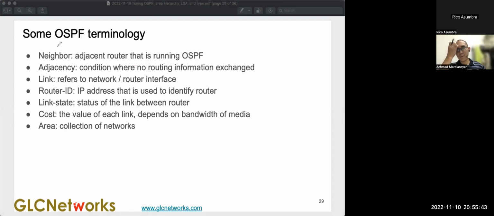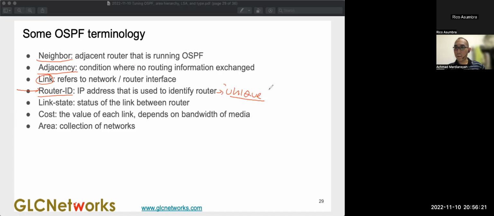Okay, some terminology. At least you know, because you will see these things when you configure OSPF in MikroTik. So neighbor is, as I said, the neighbor. Adjacency is a condition when routing information is exchanged. Link is link. Router ID is the one that is used to identify your router. Okay, this is important. So please set the router ID unique. Must be unique.